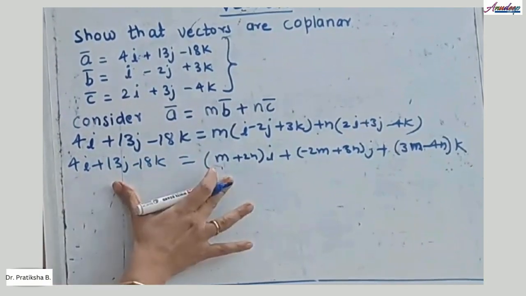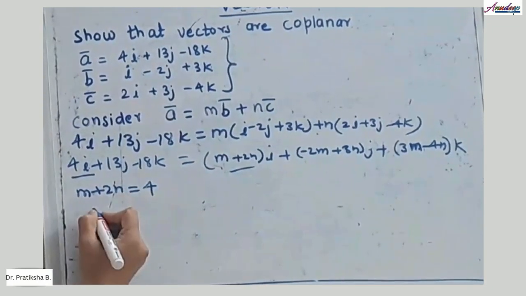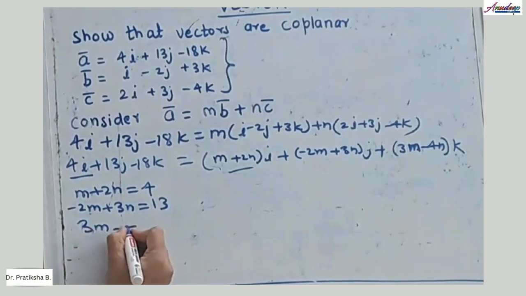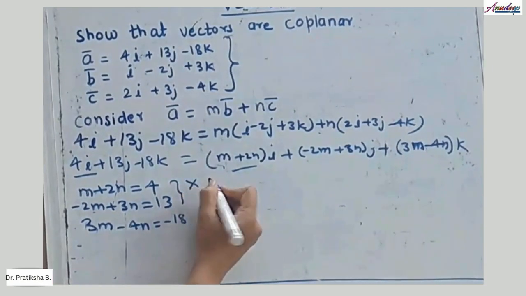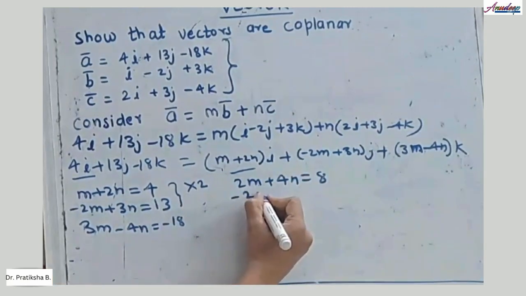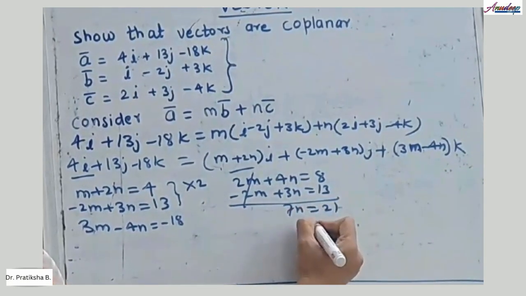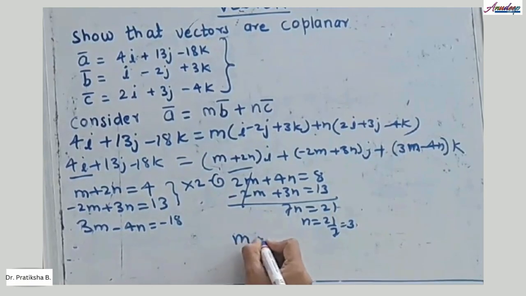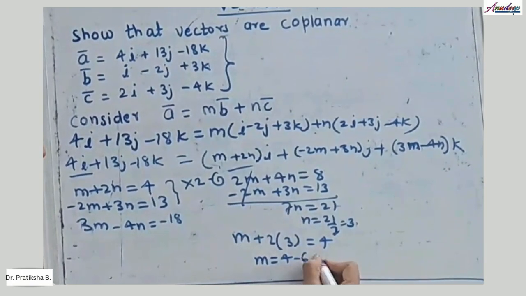Now by the equality of two vectors, we can equate the coefficients of i, j, k, and we will get m plus 2n is equal to 4, minus 2m plus 3n is equal to 13, and 3m minus 4n is equal to minus 18. If I simplify the first two equations simultaneously, multiplying the first equation by 2, I get 2m plus 4n is equal to 8, and the second as it is. So what I get here is 7n is equal to 21, n is equal to 21 by 7, that is equal to 3. And if I substitute this in equation 1, m plus 2 into 3 is equal to 4. So m is equal to 4 minus 6, which is minus 2.